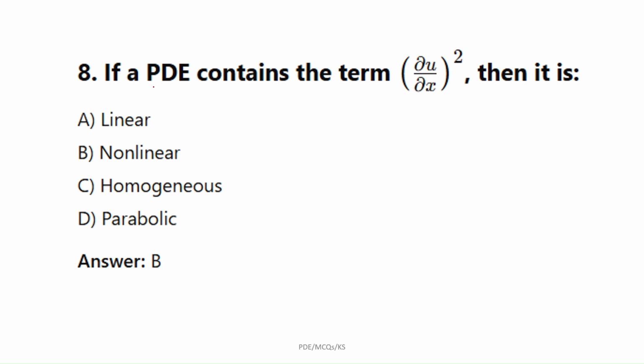Question number 8. If a PDE contains the term del u del x whole square, then it is option A linear, option B non-linear, option C homogeneous, option D parabolic. Option B is the correct answer because here the power is 2, more than 1. So this is a non-linear equation.